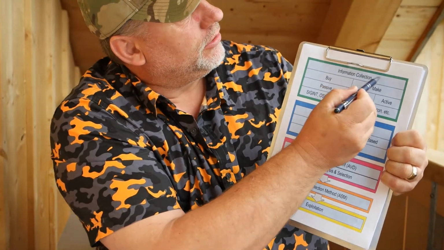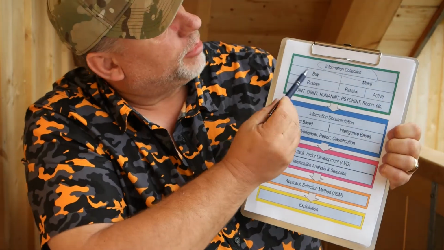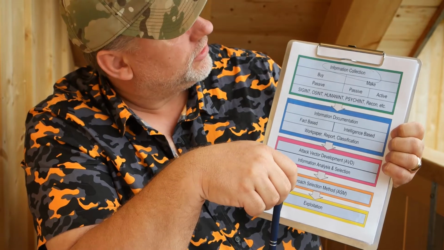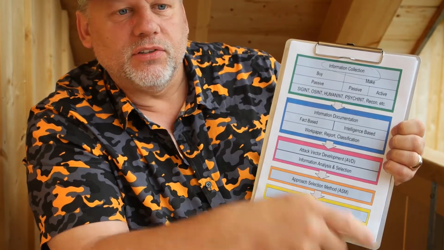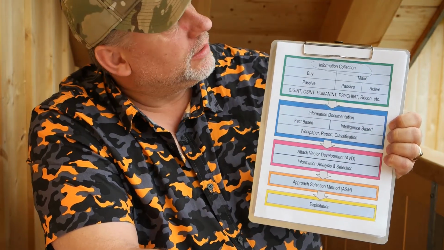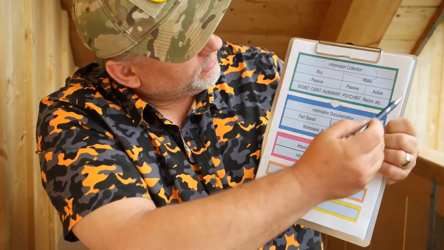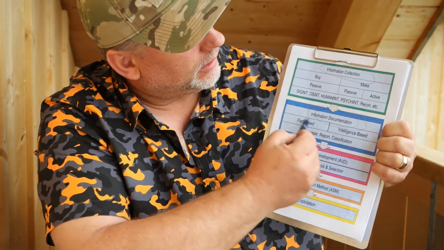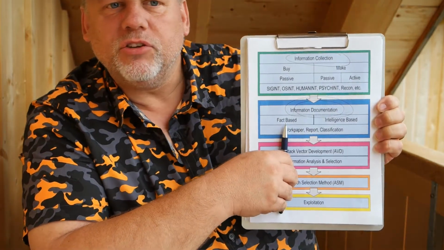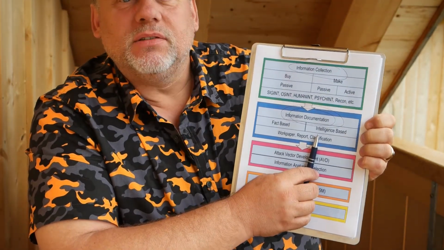Information collection. You need to collect information to create your attack vectors as a first step. You can either buy this information or make it. So it's open source intelligence, for instance, or different intelligence reports you can buy. You can send out the red team, blue teaming, collecting this information, and then based on this information you're documenting it. Either it's fact-based documentation, so basically raw information, or it's intelligence-based information.